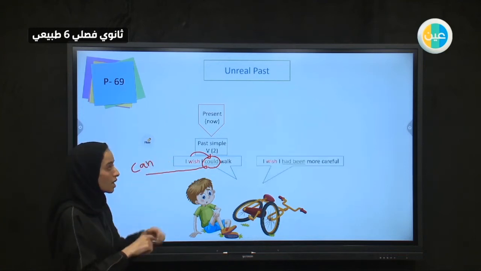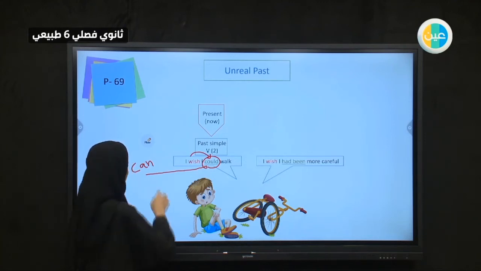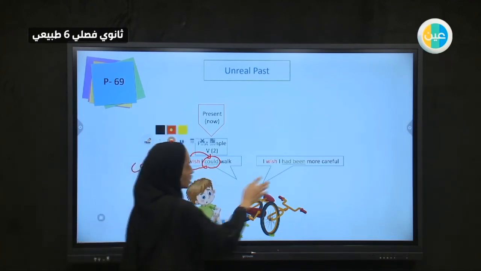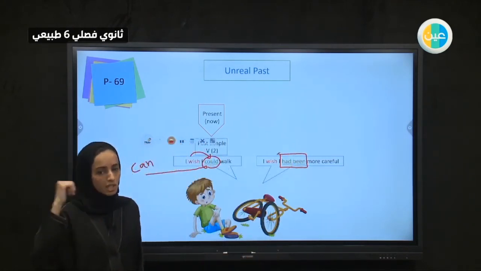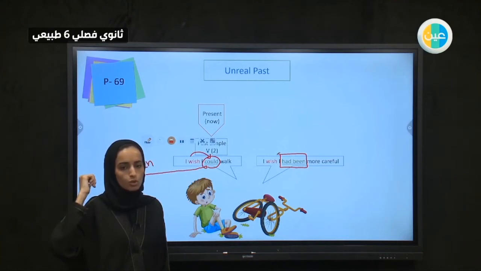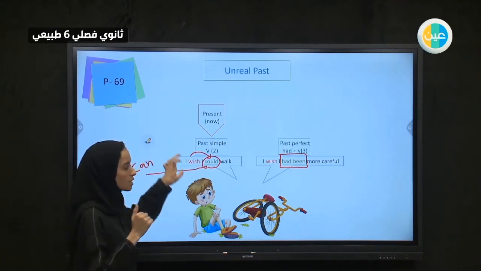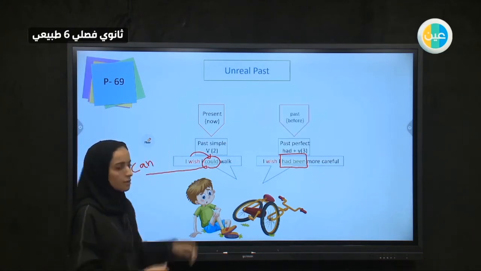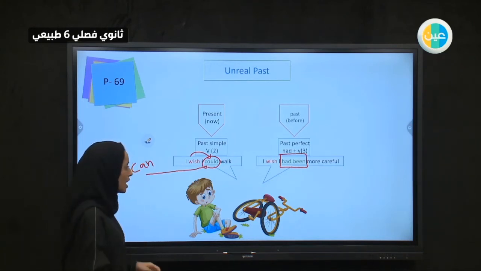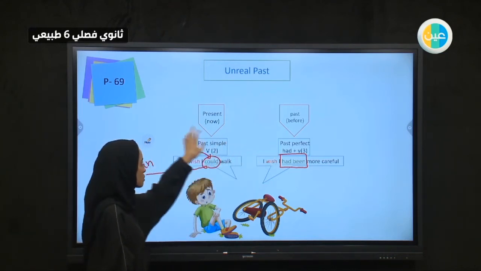The other one, I wish I had been more careful. Was he careful? No, this is a regret. So he would say, I wish I had been more careful. He wasn't careful, and he wished he would be able to go back and drive safer and be more careful. So it is in the past perfect, which is had plus verb number 3, because it is a regret, something that happened before. Okay, this is for a regret. We will focus here present into past and past into past perfect.